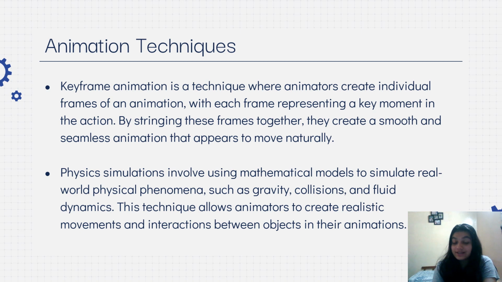Animation techniques. Let's see the different animation techniques that are used. Keyframe animation is a technique where animators create individual frames of an animation, with each frame representing a key movement in the action. By stringing these frames together, they create a smooth and seamless animation that appears to move naturally. The next technique is physics simulation, which involves using mathematical models to simulate real-world physical phenomena such as gravity, collision, and fluid dynamics. This technique allows animators to create realistic movements and interactions between objects in their animation.